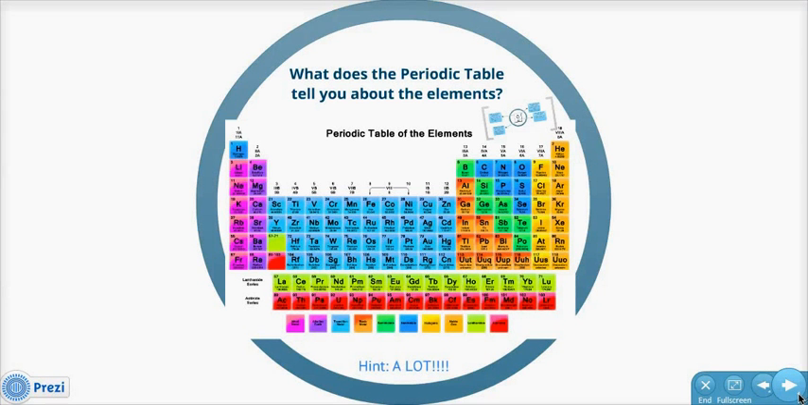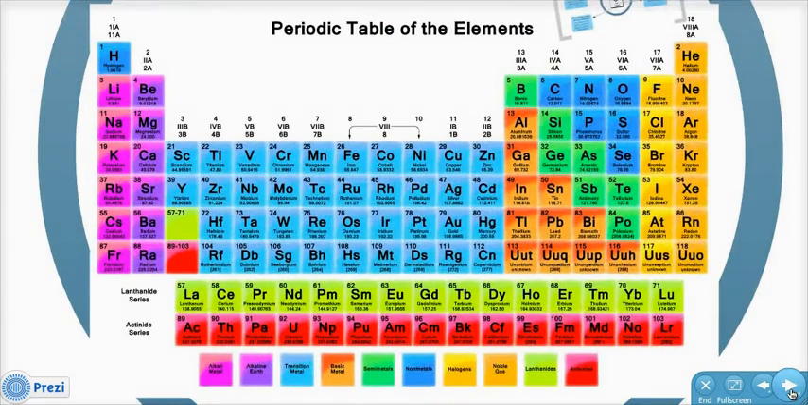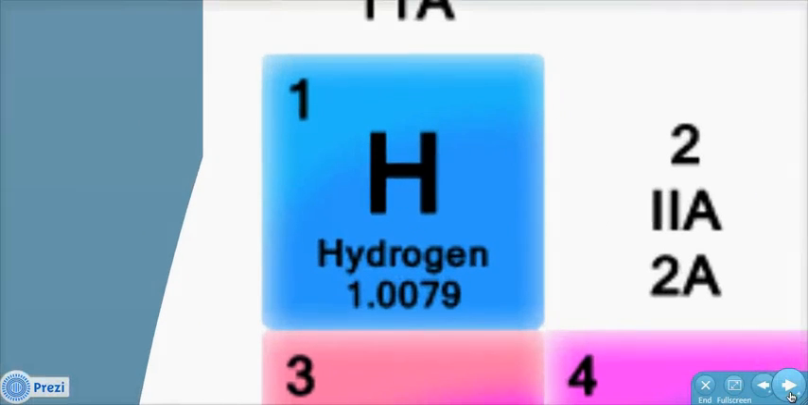Hello. Today we're going to be talking about the periodic table of elements and some of the information it contains. So the periodic table is composed of a bunch of little boxes, each with some numbers and symbols in it. So let's take a closer look at one of these boxes.